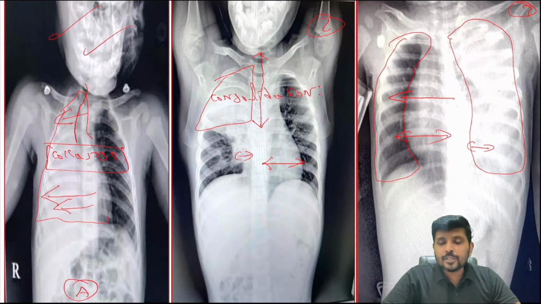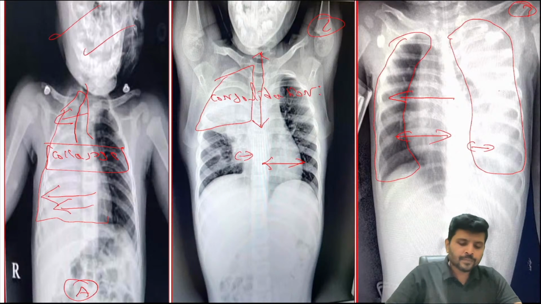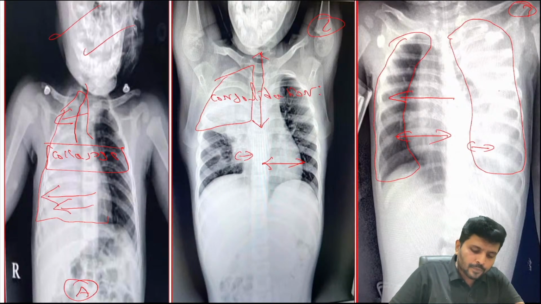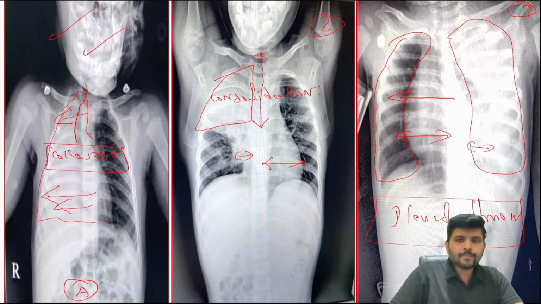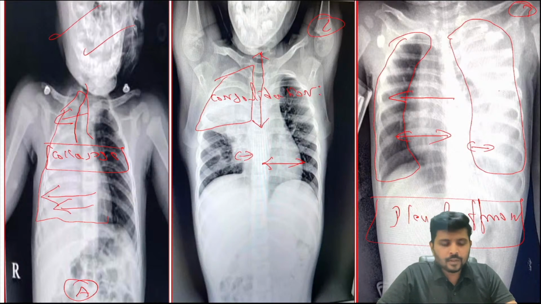When the mediastinum is pushed to the opposite side, then it is called pleural effusion. That is fluid present in the pleural cavity. This is called pleural effusion.